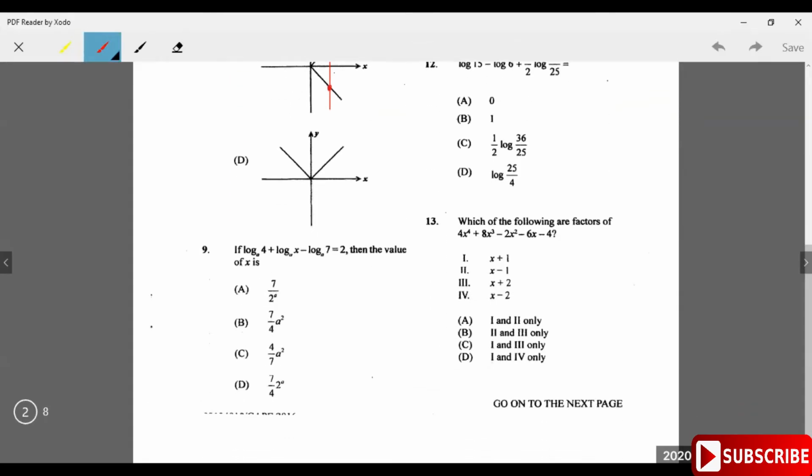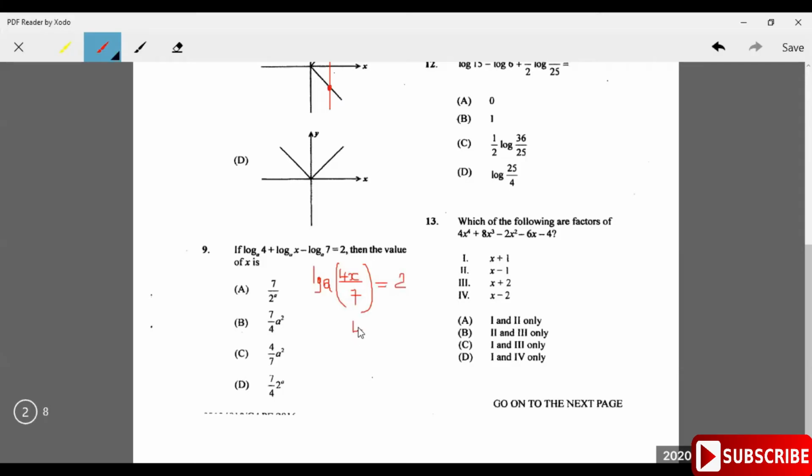Question 8 gives us a log function and it wants us to find the value of x. Whenever you're adding two logs, you just multiply them. So 4 times x, it is log to base A of 4x. Then it says subtract log 7. Since we're subtracting log 7, we're dividing by 7. So log to base A of 4x over 7 is equal to 2.